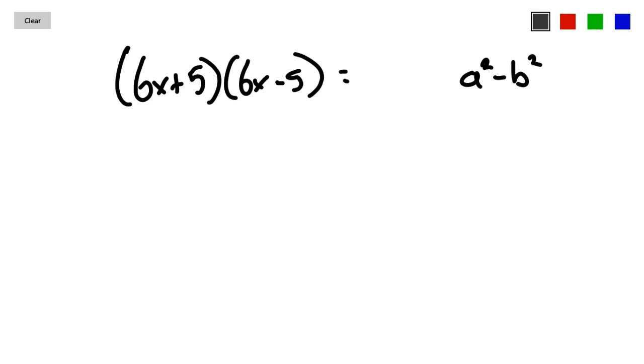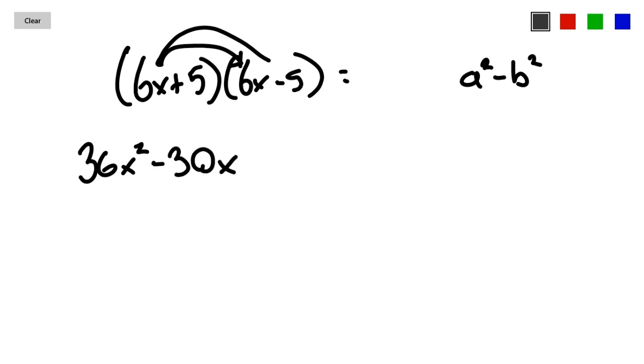So the first product that I'm going to do is the 6x times the 6x, which gives me a 36x squared. And then the outer product is going to be 6x times a negative 5, which gives me a minus 30x. And then the inner product is going to be a 5 times a 6x, which gives me a plus 30x. And my last product is going to be 5 times negative 5, which gives me a minus 25.